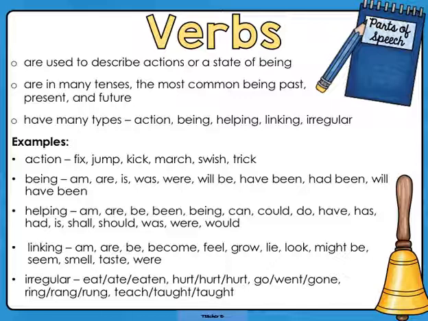Verbs. What is a verb? A verb is an action. What did I just do? I clapped my hands. Clap is an action. I did something. So action can also mean what you are doing. Let's look at the examples below.